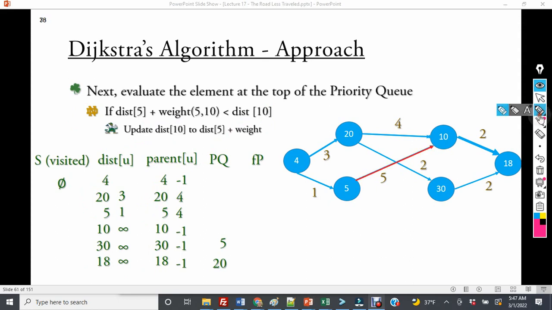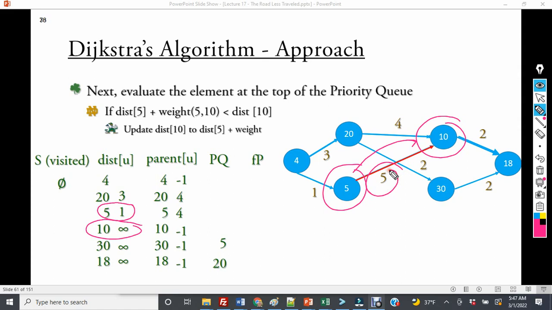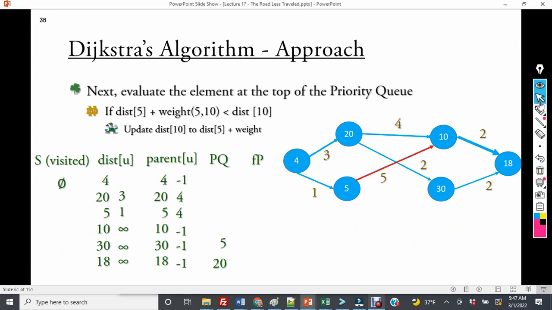So now let's evaluate from the vertex containing 5. We have one outgoing edge to the vertex containing 10. Previously, the weight is infinity. But now we compare the weights. We have the previous weight at 5, which is 1, plus the outgoing weight, which is 5, which means it's 6. 6 is less than infinity. So what we're going to see in the next animation is that the parent of 10 is going to become 5, and the weight at 10 is going to become 6.